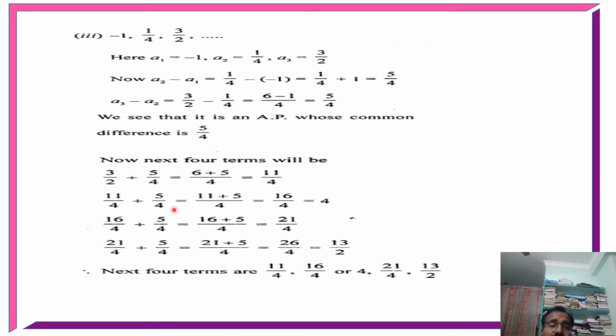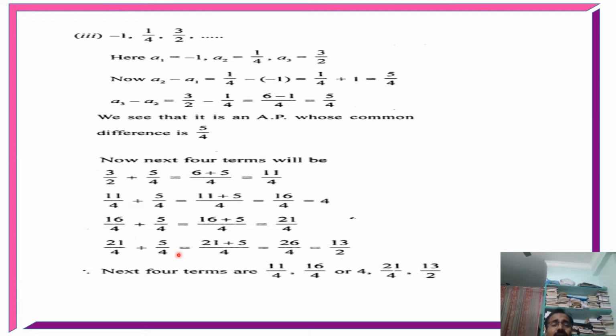If you add 5/4 to the fourth term, we get the fifth term. If you add 5/4 to the fifth term, we get the sixth term. If you add 5/4 to the sixth term, we get the seventh term. So the next 4 terms are 11/4, after simplification 4, then 21/4, 13/2.